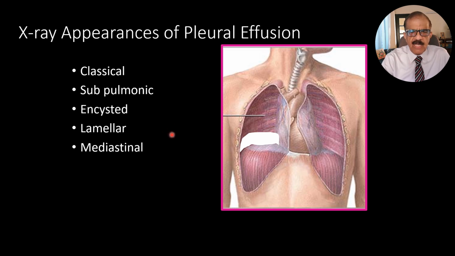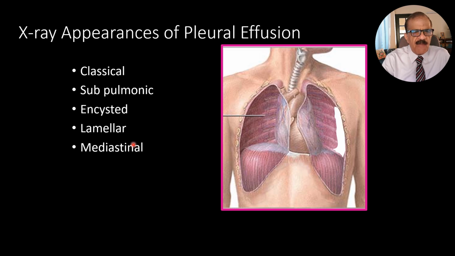Then subpulmonic is fluid which is under the lung, but of course above the diaphragm. So it is above the diaphragm but under the diaphragmatic pleura, so that it does not impress you as pleural effusion. It appears as if the diaphragm is elevated, and this is called subpulmonic effusion. Then we have encysted effusion. That means instead of the fluid being free, it is encysted, and this is usually due to some inflammatory condition. It could be encysted against the chest wall, against the mediastinum, or in the transinterstitial location as shown in this cartoon.